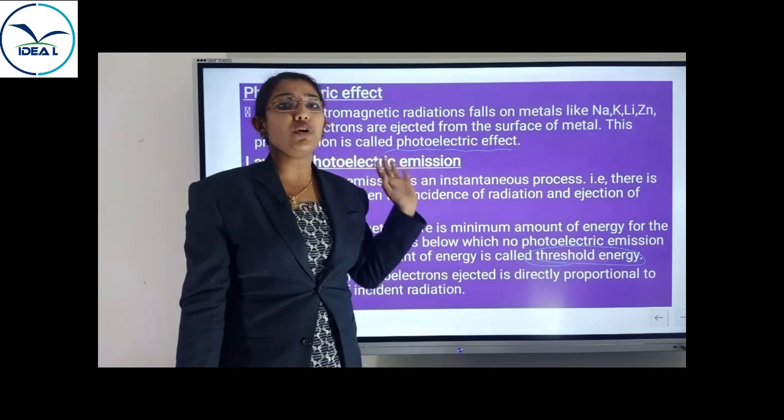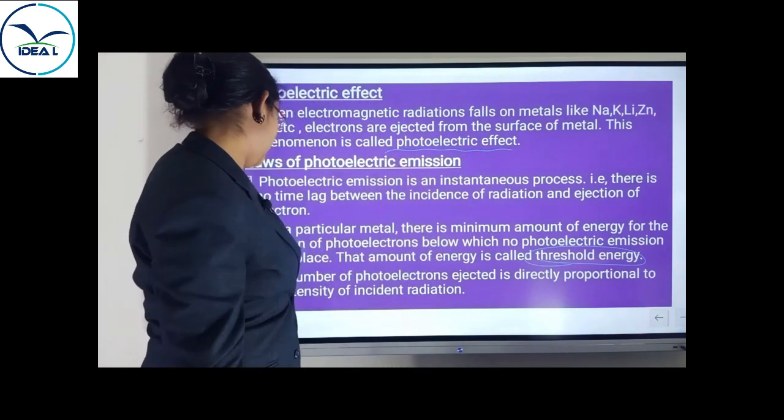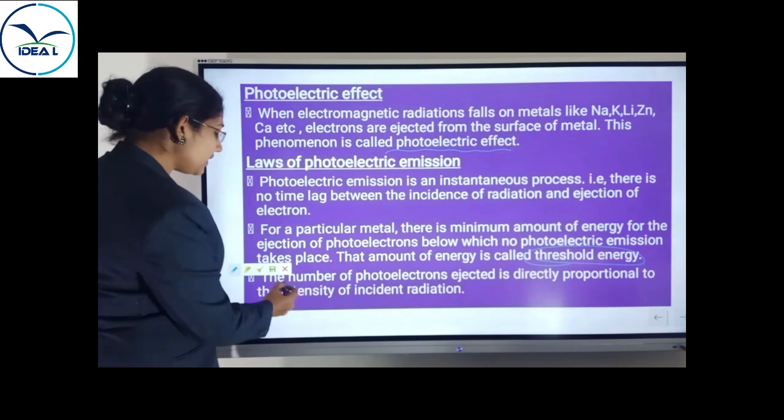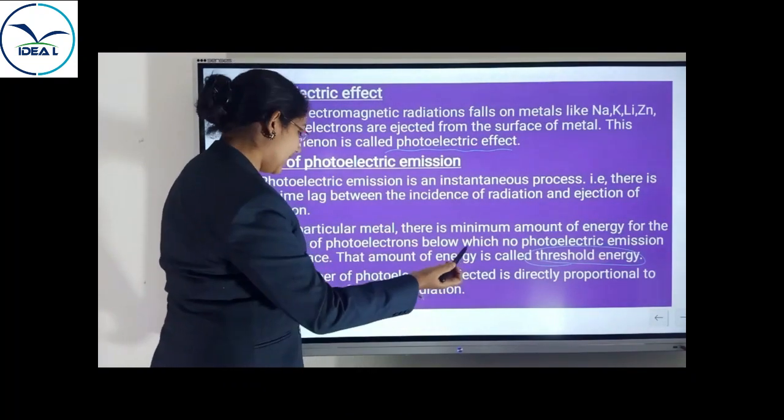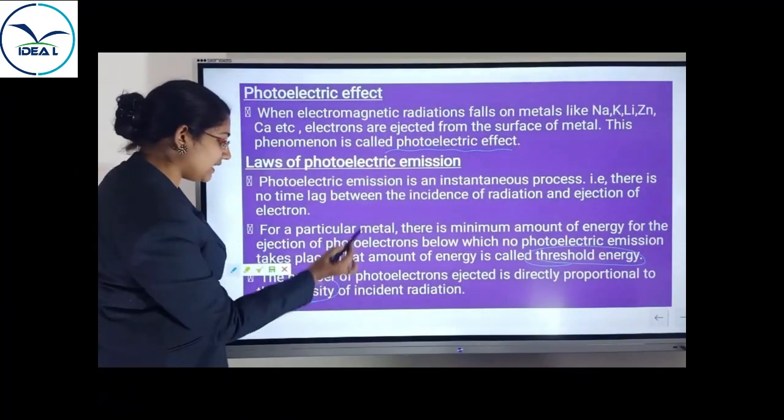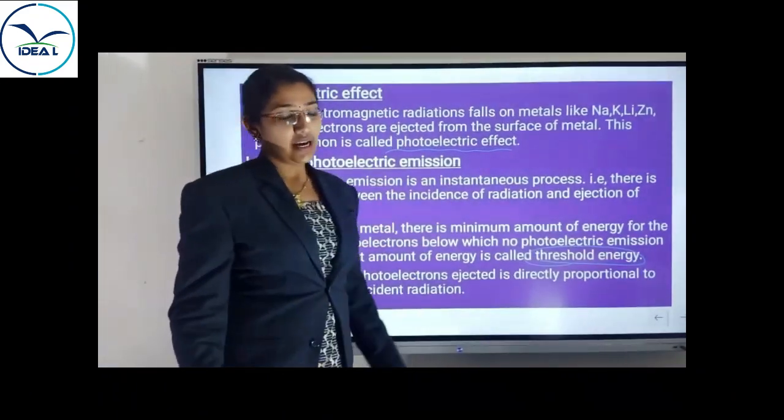This is a very important law of photoelectric emission. Okay, and the next law is the number of photoelectrons ejected is directly proportional to intensity of incident radiation.